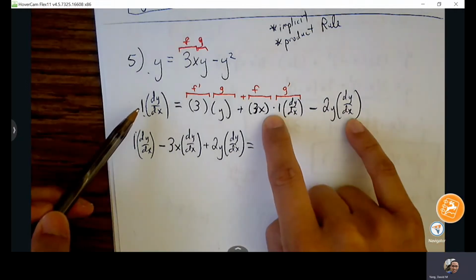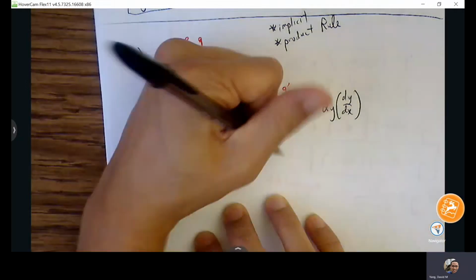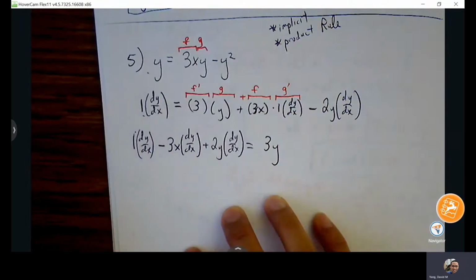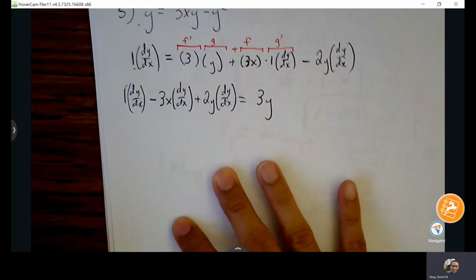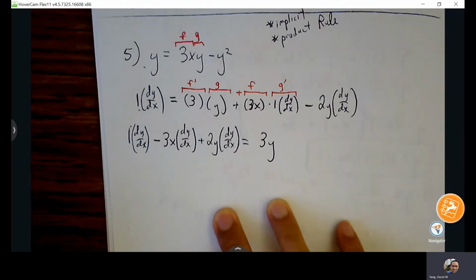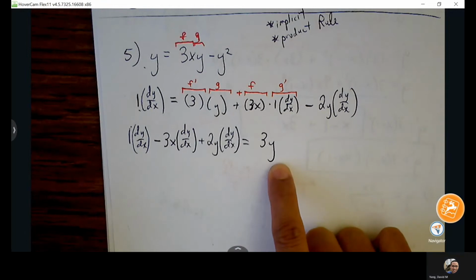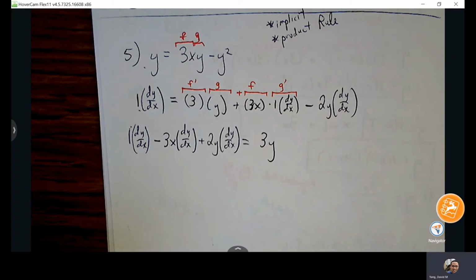So I'm changing the sign of the terms I'm moving. Only 3y is left on the right side. Okay, everybody good with that?